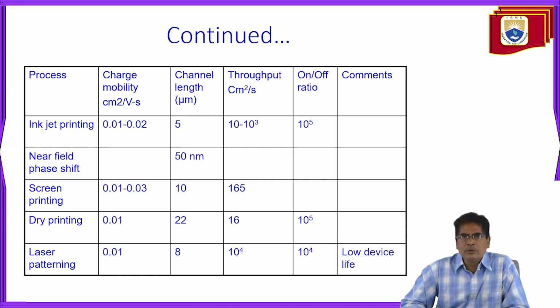Dry printing, the charge mobility is 0.01 centimeter square per volt second and channel length is 22, whereas the throughput in centimeter square per second is 16 and on-off ratio is 10 power 5. And the laser patterning, the charge mobility is 0.01, channel length in micrometer, and throughput is centimeter square 10 power 4, and on-off ratio is 10 power 4, and the comments are low device life.